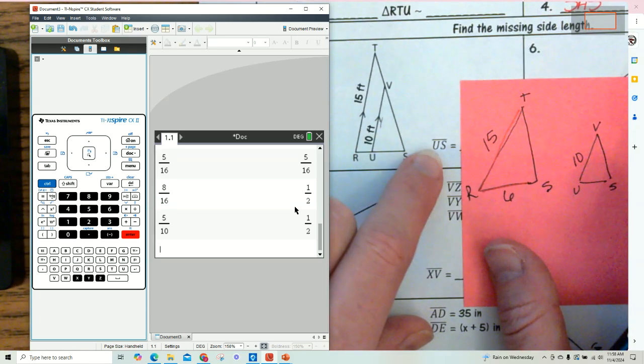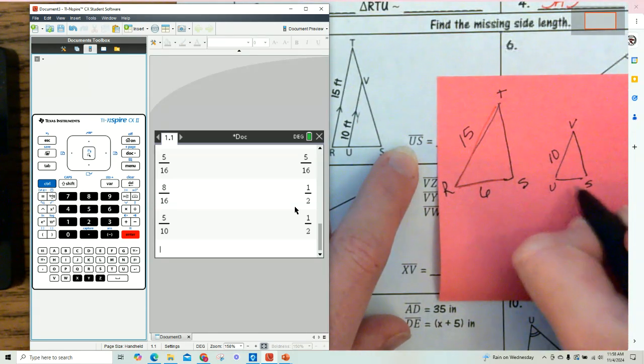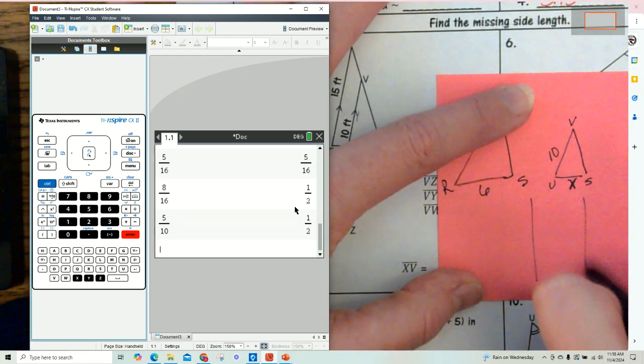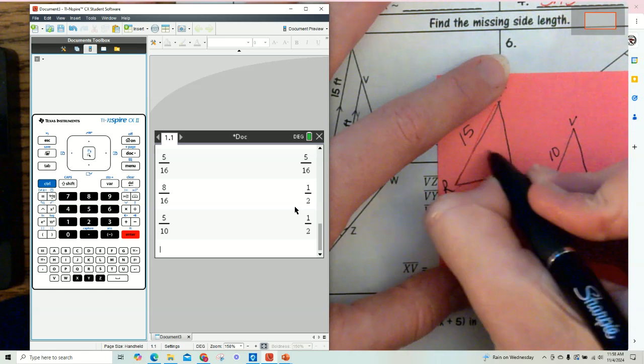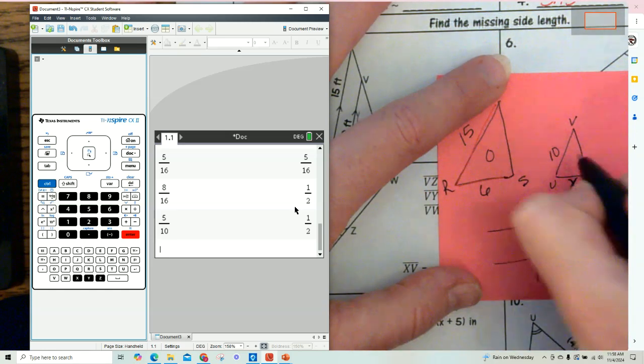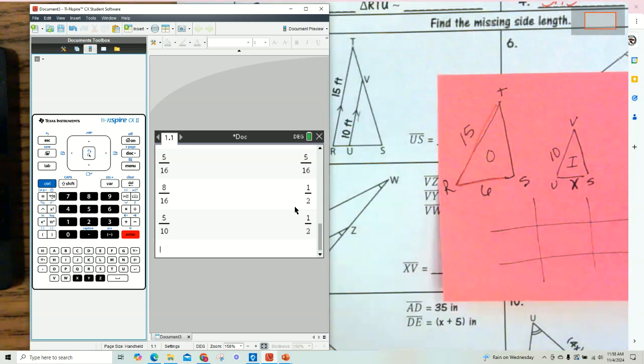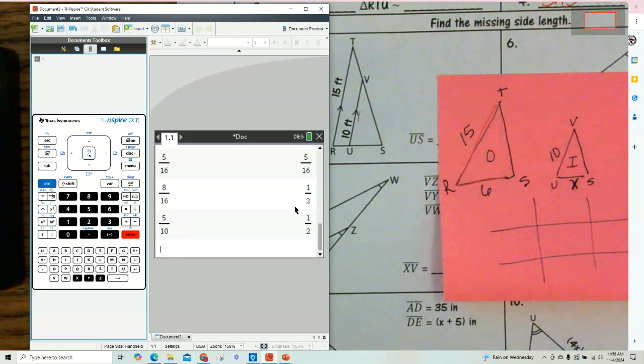This side's parallel to that side, kind of showing that they're similar. All right, so we're looking for side US. This side right here is what we're looking for. We can tic-tac-toe it. So let's call this one the original and this one the image. If you need to, color code.